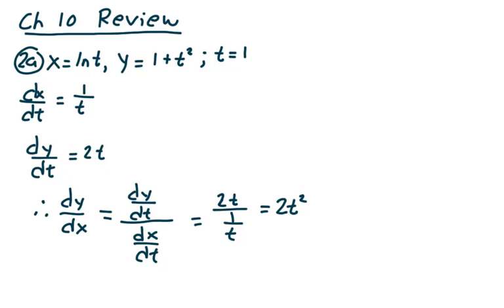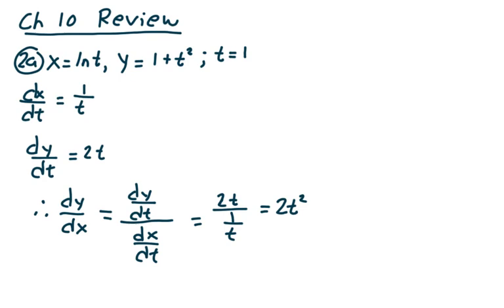This is a video from the Chapter 10 review. Let's take a look at 2a. We have x equals natural log of t, y equals 1 plus t squared, and the specified value of the parameter for this problem is t equals 1. And the directions say we want to find the slope of the tangent line to the given curve at the point corresponding to the specified value of the parameter.